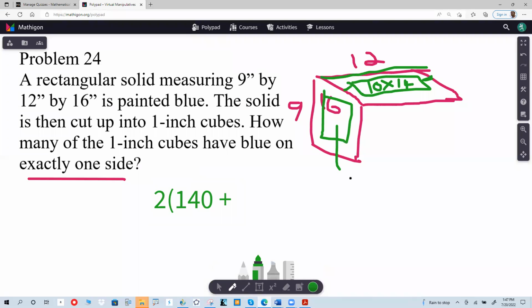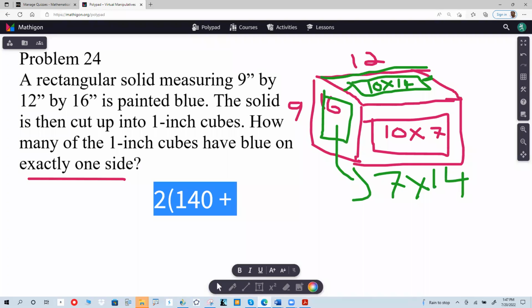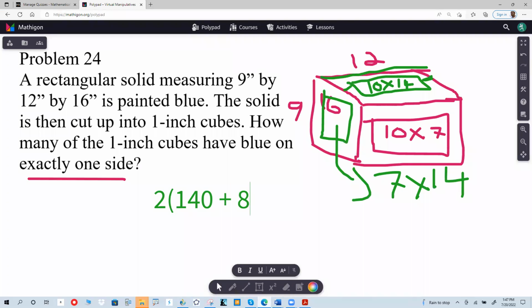And let's do it here. 7 times 14. And then there is this one. And there's this one. Same thing. 12 minus 2 is 10. And 9 minus 2 is 7. So 7 times 10 is 70. And 7 times 14 is 98, but I'm going to check it again. Okay. That sounds about right.